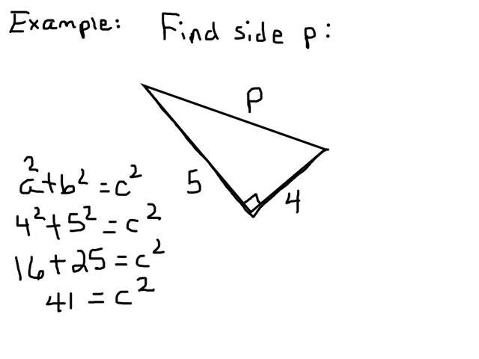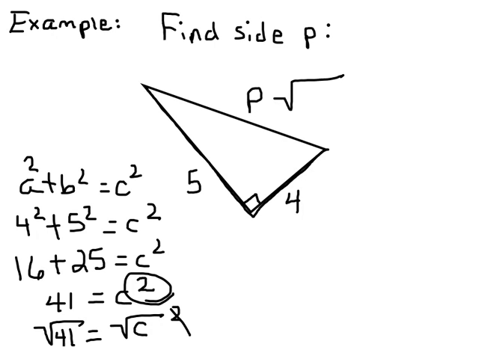And just like we did in one of the last couple of lessons, to get rid of this square right here, we're going to have to put everything under a square root sign. So the square root of C squared gets rid of this square sign. So our answer here would be, P, I'm sorry, P is the square root of 41.